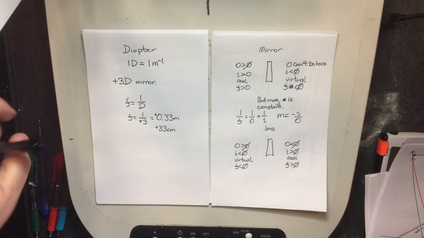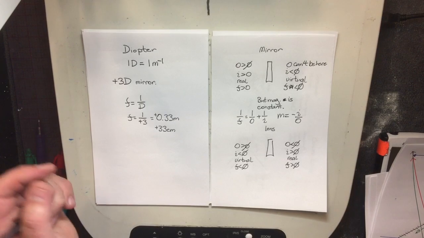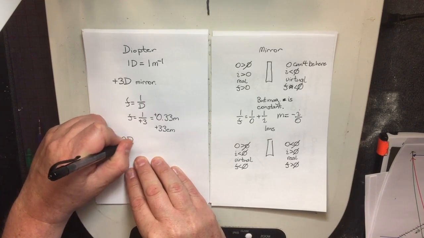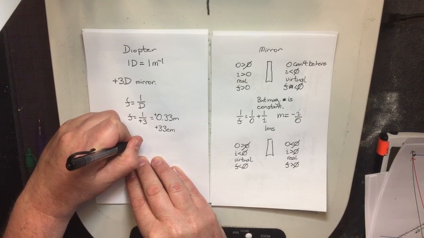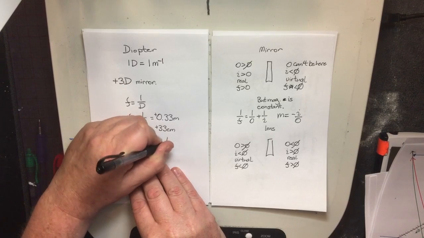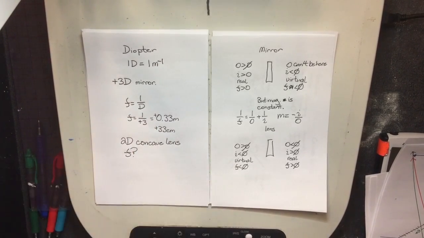Welcome to the multiple choice section of test 3. So a lot of this will be like, you've got a plus 3 diopter mirror. Is it convex or is it concave? Is it converging? Is it diverging? Another thing you could say is you've got a 2 diopter concave lens. Give me the focal point.